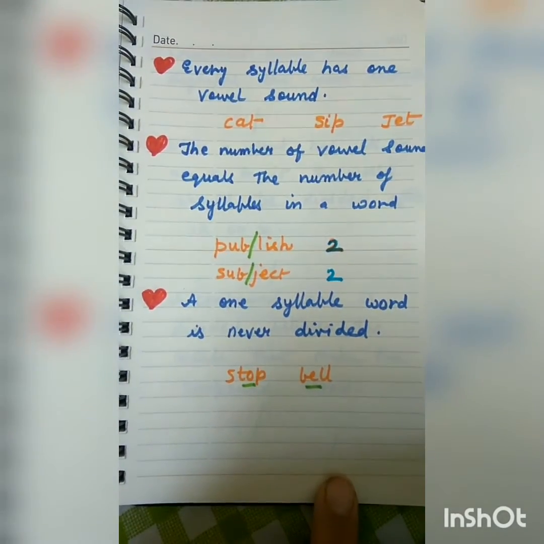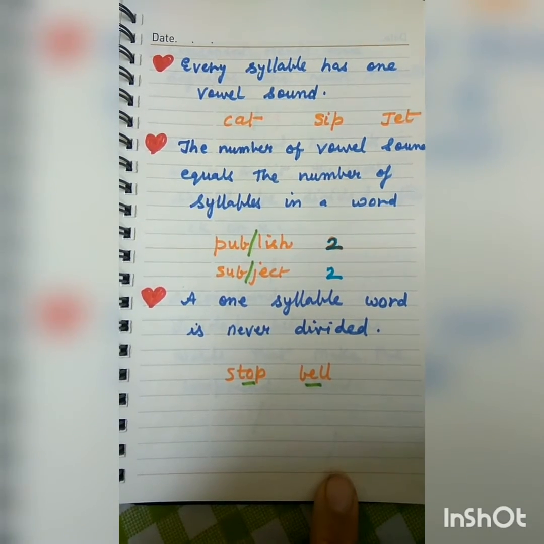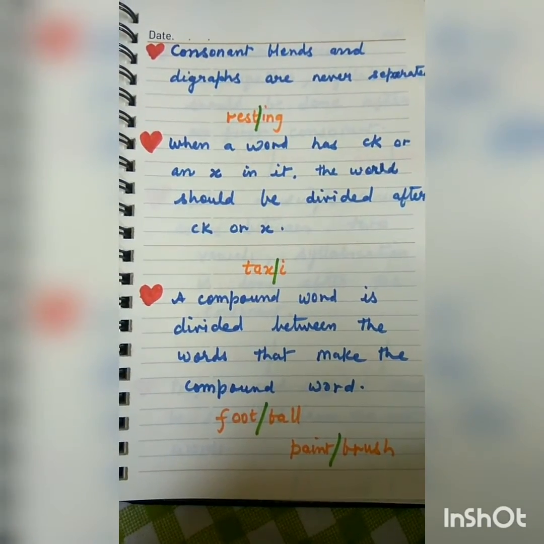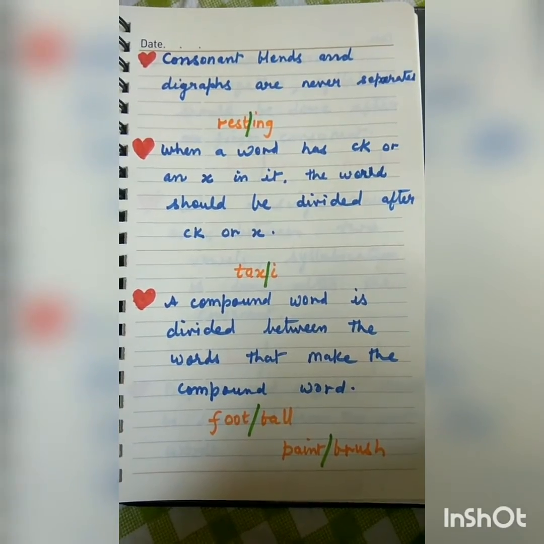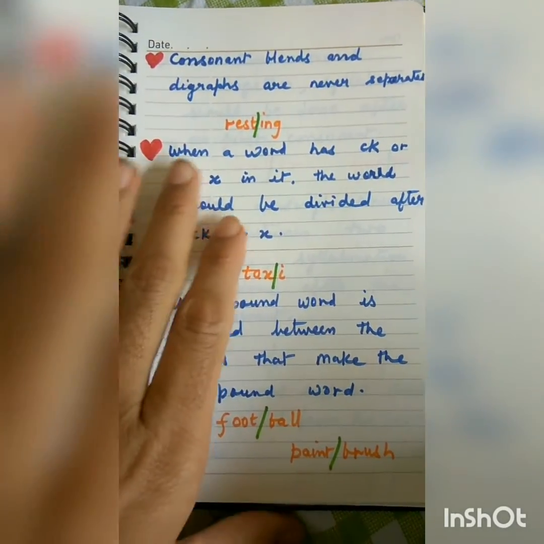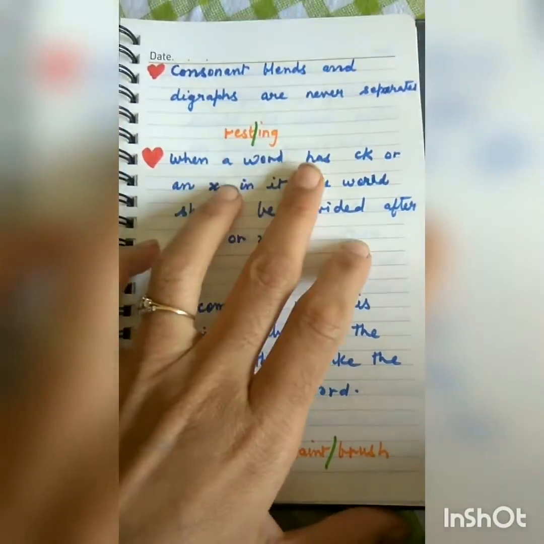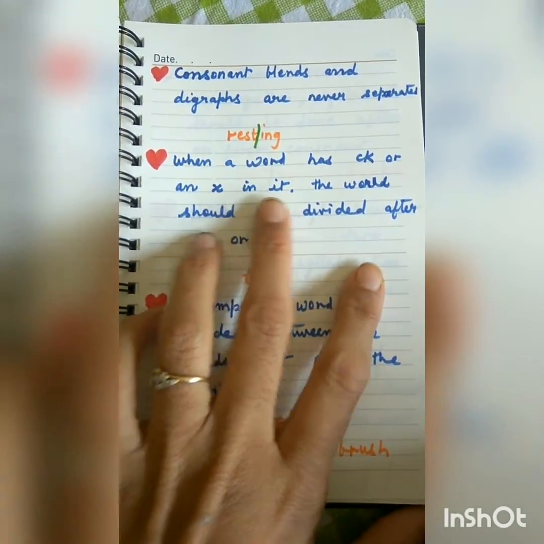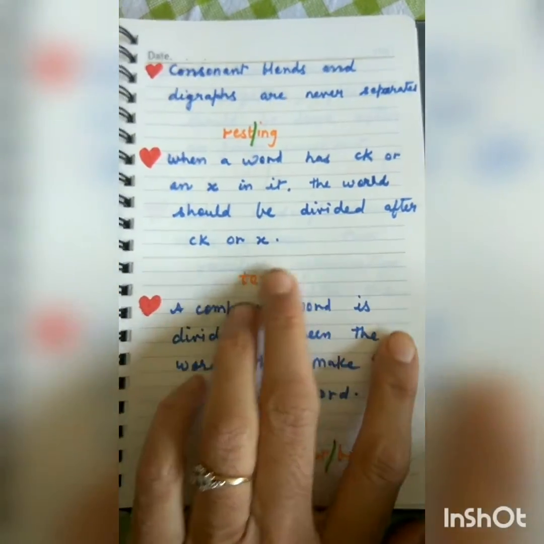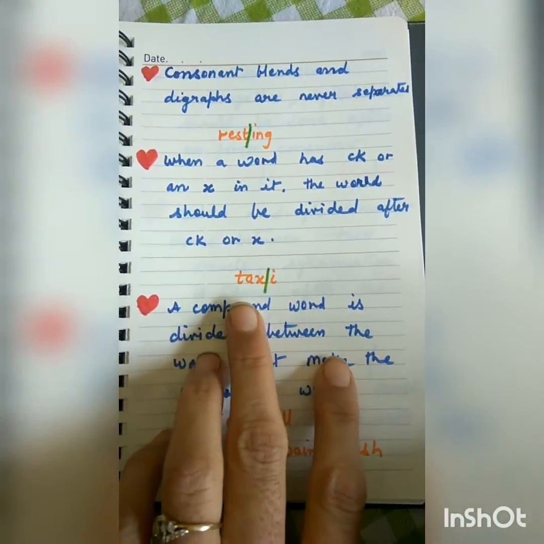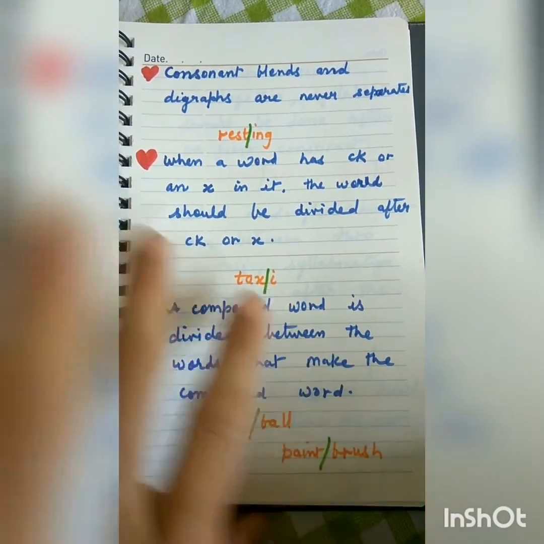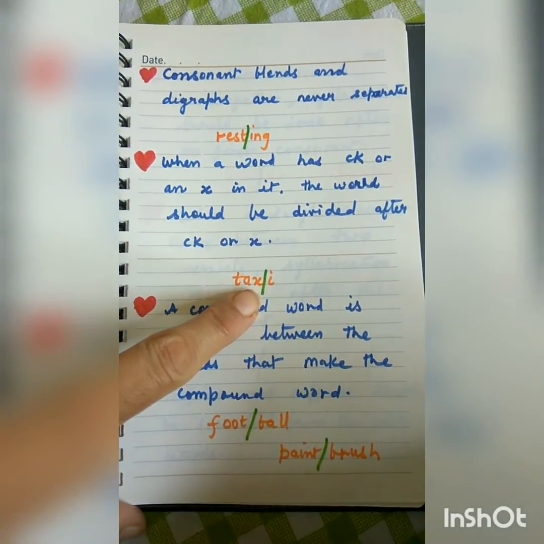A one syllable word is never divided. Example, stop, bell. Consonant blends and digraphs are never separated. Resting: rest and ing. When a word has CK or an X in it, the word should be divided after CK or X. So an example is taxi. The syllabication happens after X.